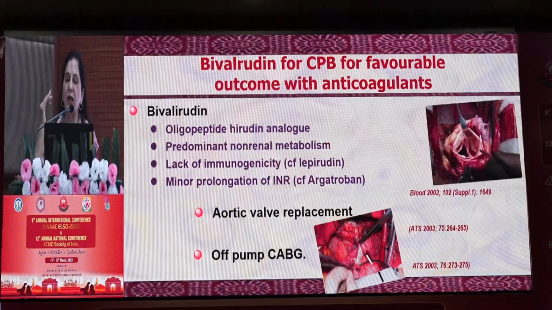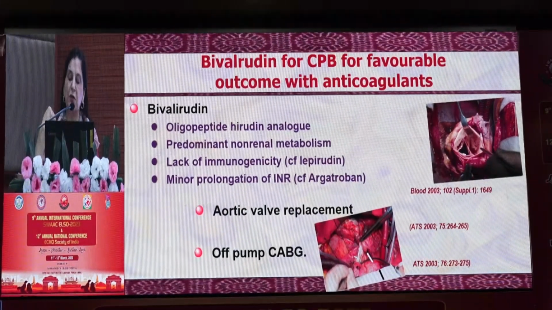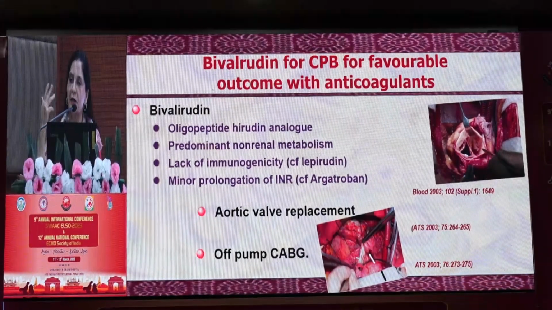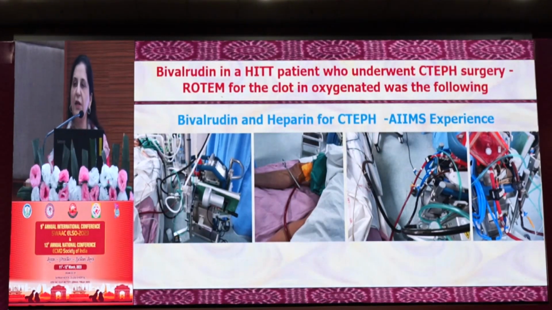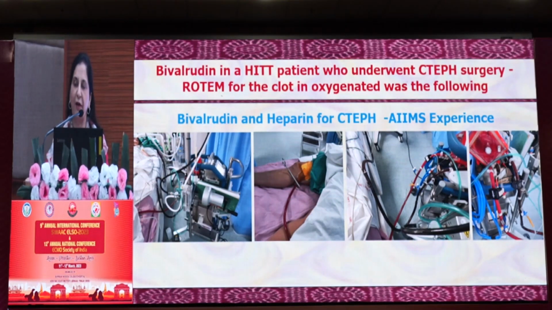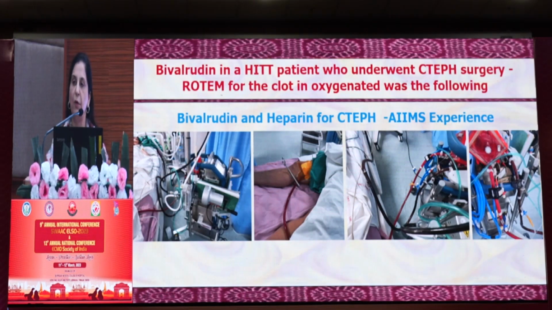So I use bivalirudin with favorable outcomes for off-pump surgeries or for aortic valve replacements, which many people in literature have done and we have also done. We've been using bivalirudin since 2018 locally. This was a patient coming with HIT, because the first surgery done in 2018 was a pulmonary thromboendarterectomy. This 30-year-old lady came with a thromboendarterectomy done in 2020. In 2023, this year, she came again for a redo thromboendarterectomy, and we used bivalirudin because her HIT antibodies were positive.